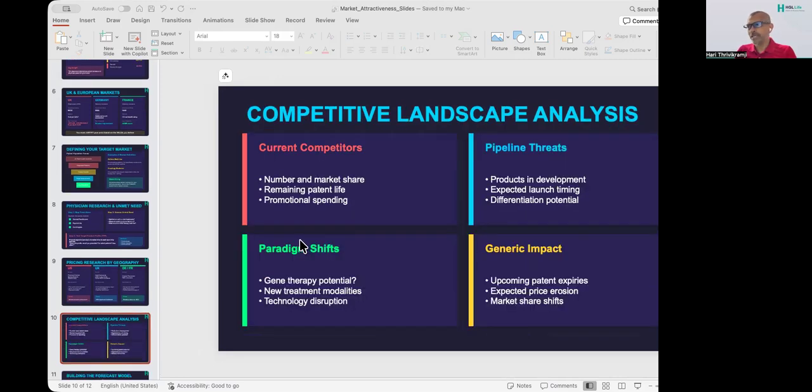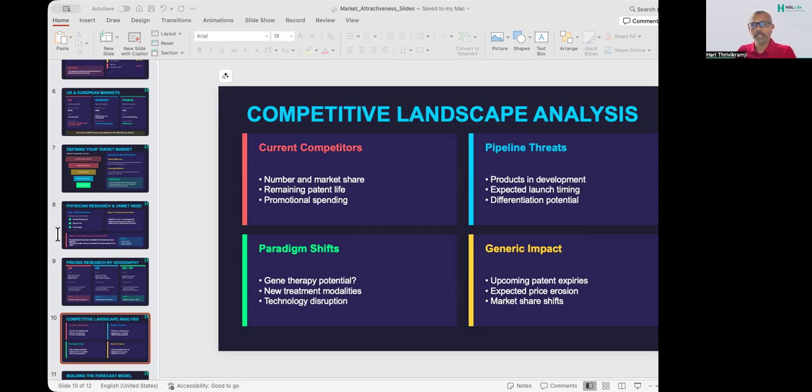Now, no market assessment is complete without analyzing the competitive landscape. You need to map out the current competitors, of course. How many are there? What's their market share? Critically, how much patent life do they have remaining? Are there generics coming in? And what are the new products coming in the near future?